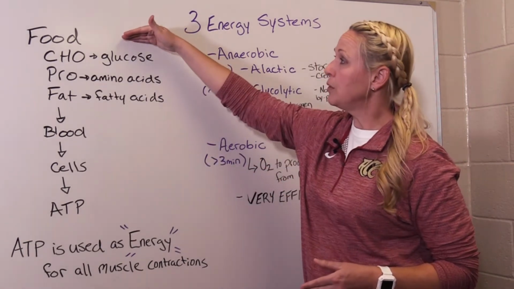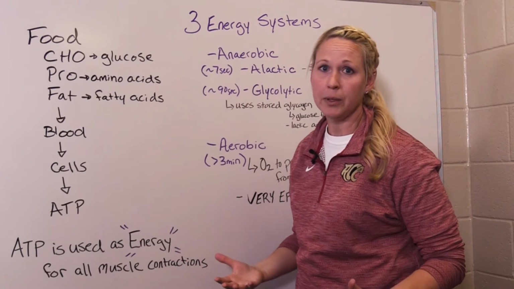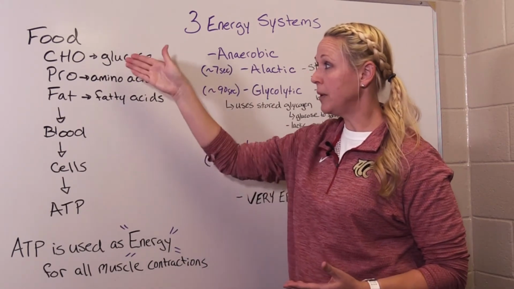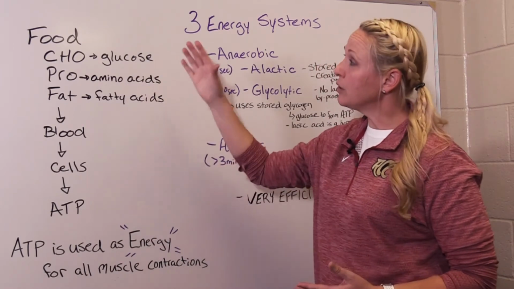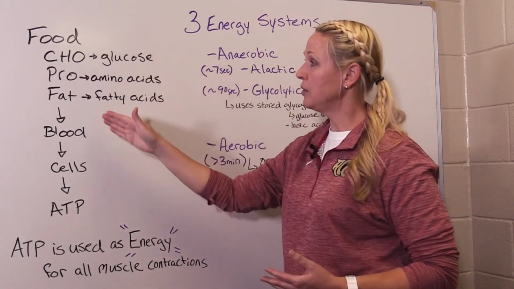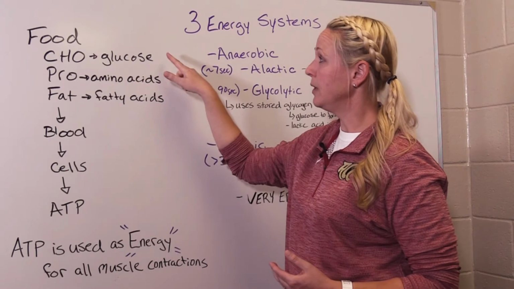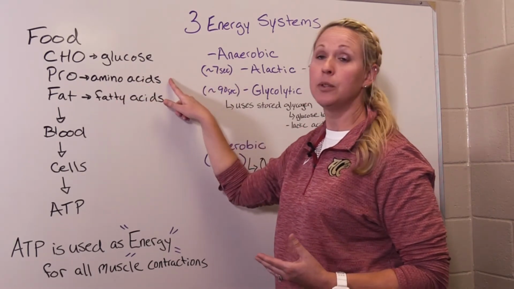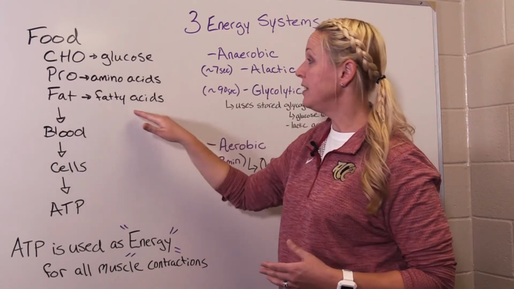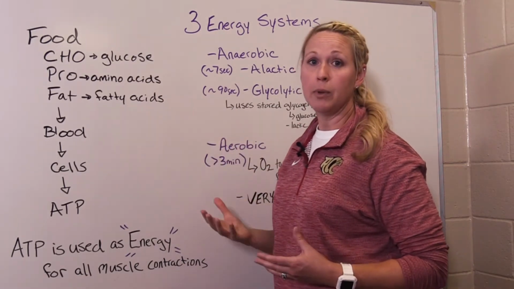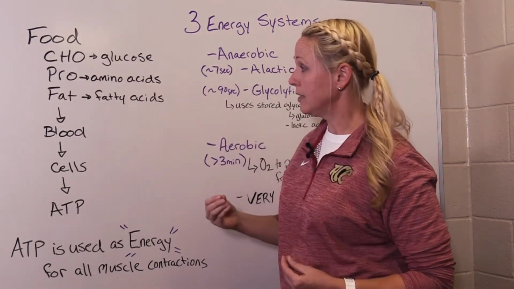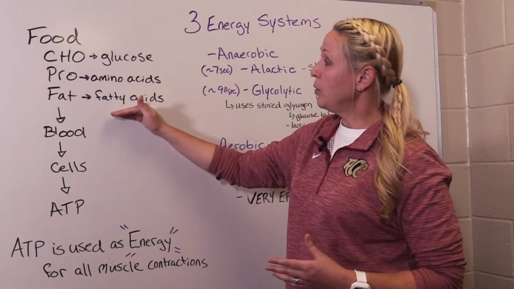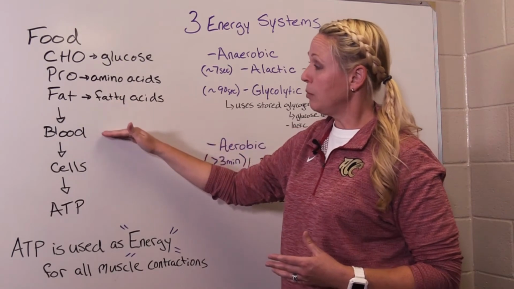So you take in your food, and food is what gives us energy. You can only derive energy from the three main macronutrients: carbohydrate, protein, and fat. And during the digestive process, these three nutrients are broken down. Carbohydrate is broken down into glucose, which is a simple sugar, protein into amino acids, which are building blocks, and fat into fatty acids, which are also building blocks and help store energy for us.